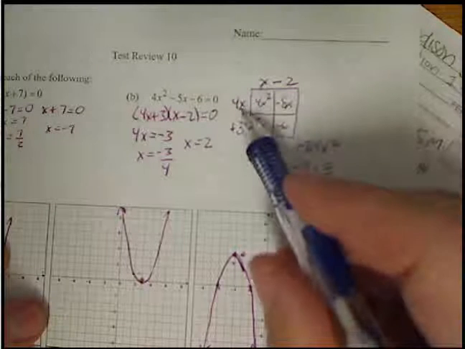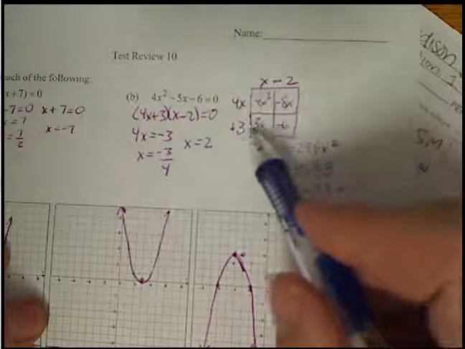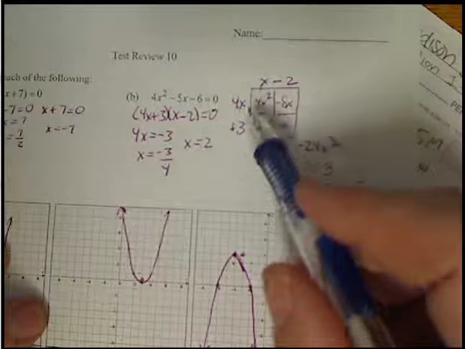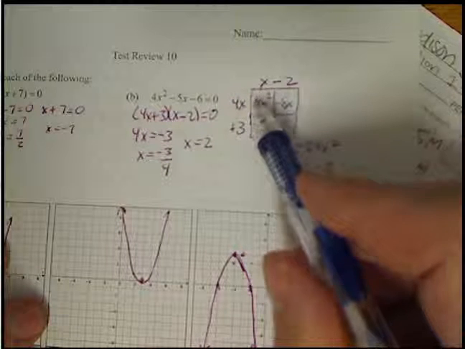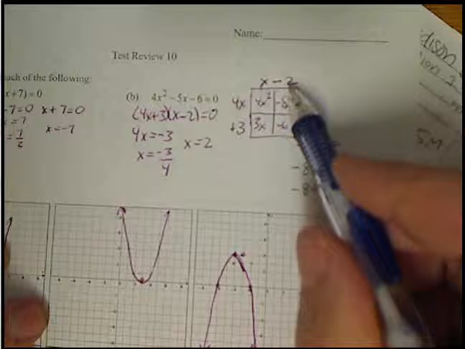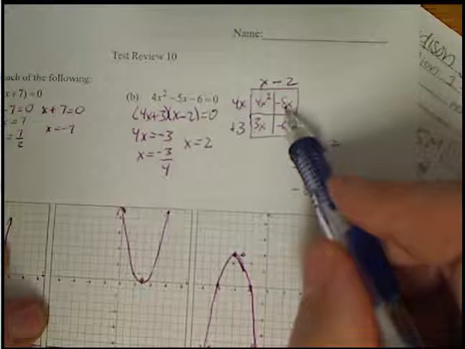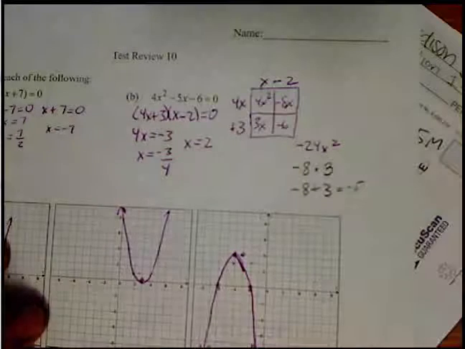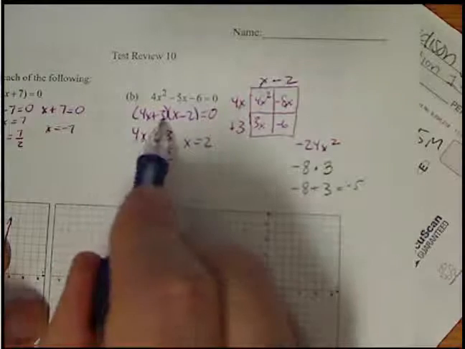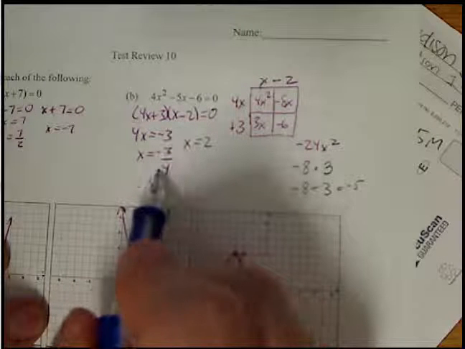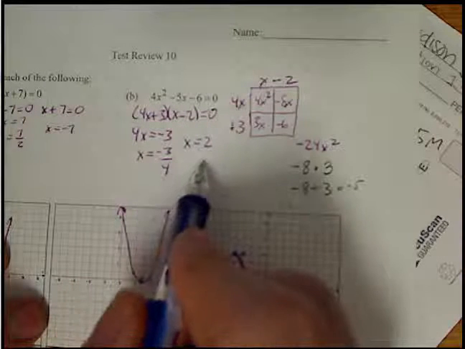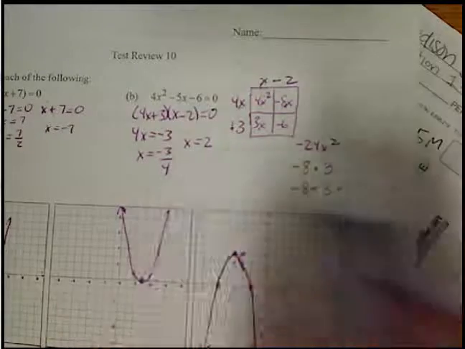I could factor out a 4x. Could factor out a 3. I have 4x plus 3 here. 4x times x will give me 4x squared. 4x times negative 2 is negative 8x. So there's my factors. Then I solve this. I do 4x plus 3 equals 0, and x minus 2 equals 0. When you solve it, you get x equals negative 3/4, and x equals 2.